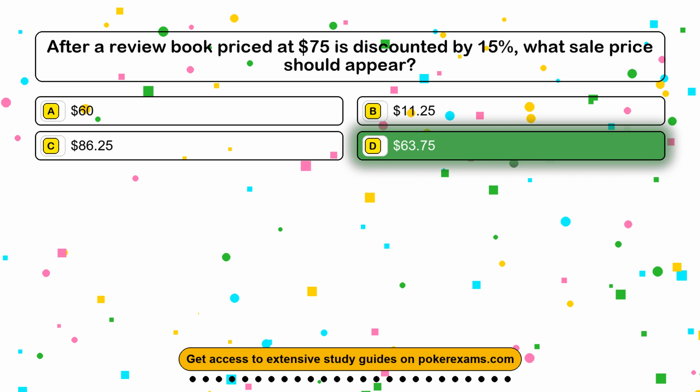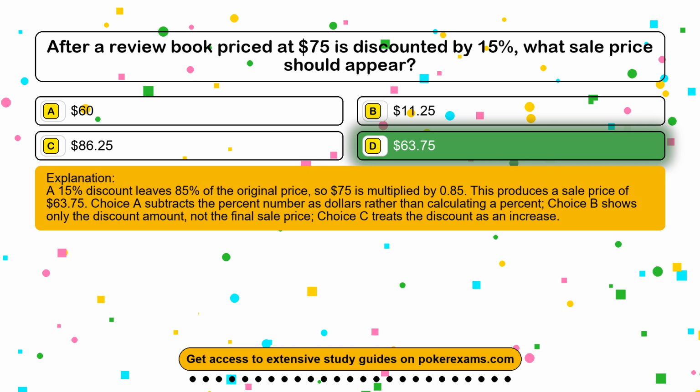$63.75. A 15% discount leaves 85% of the original price, so $75 is multiplied by 0.85. This produces a sale price of $63.75. Choice A subtracts the percent number as dollars rather than calculating a percent, choice B shows only the discount amount, not the final sale price, choice C treats the discount as an increase.